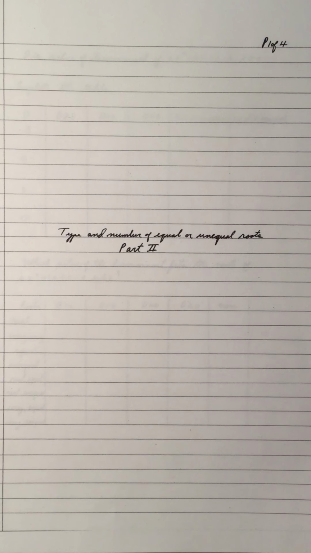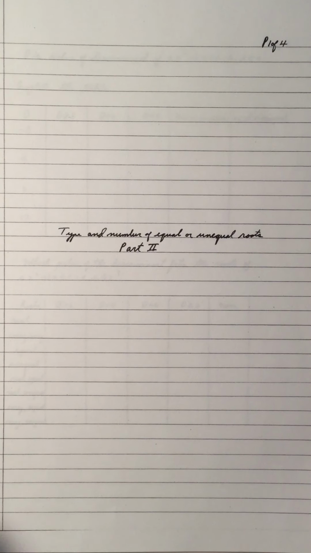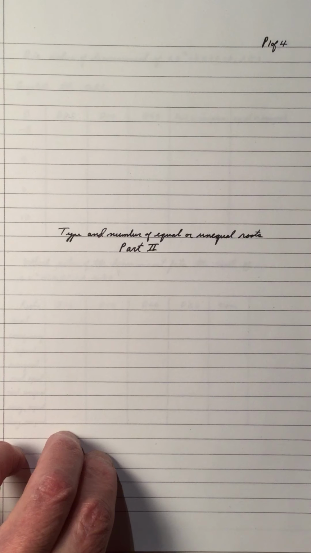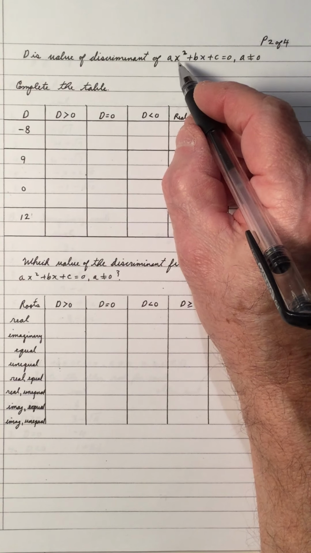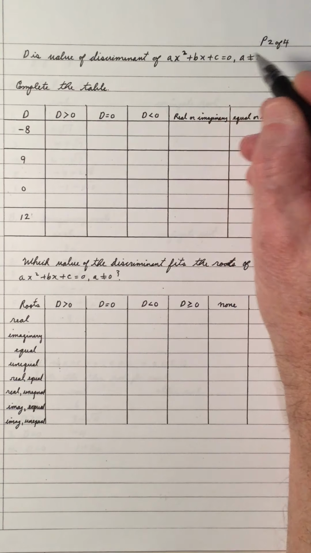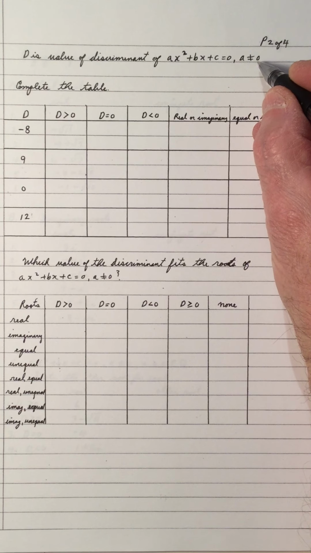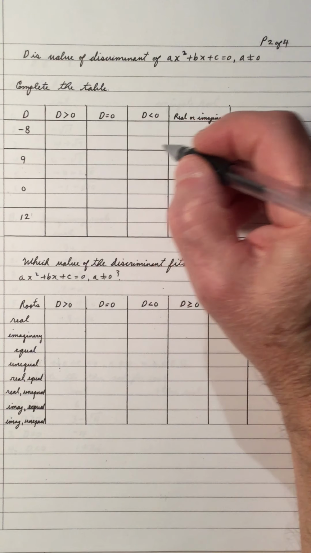Hi, welcome to my video on the type and number of equal and unequal roots, part 2. D is the value of the discriminant of ax squared plus bx plus c equals 0, where a is not 0. So let's complete the table.